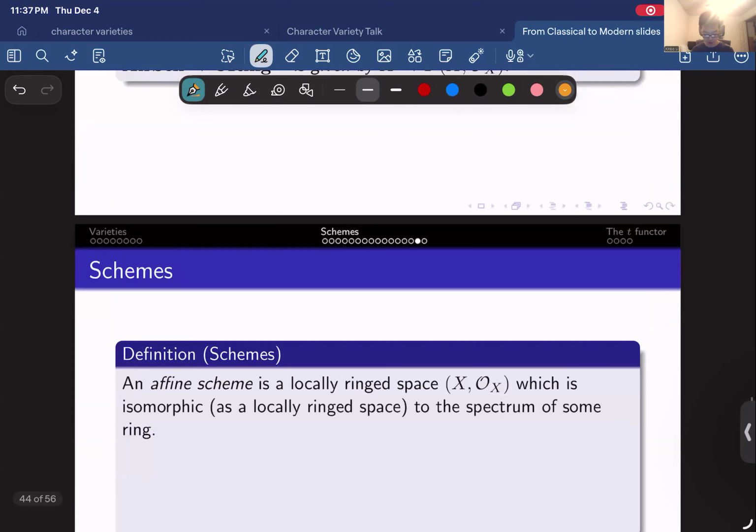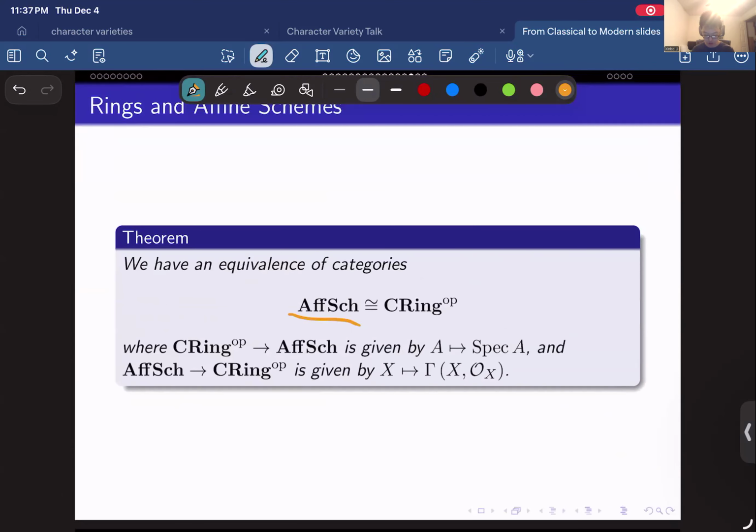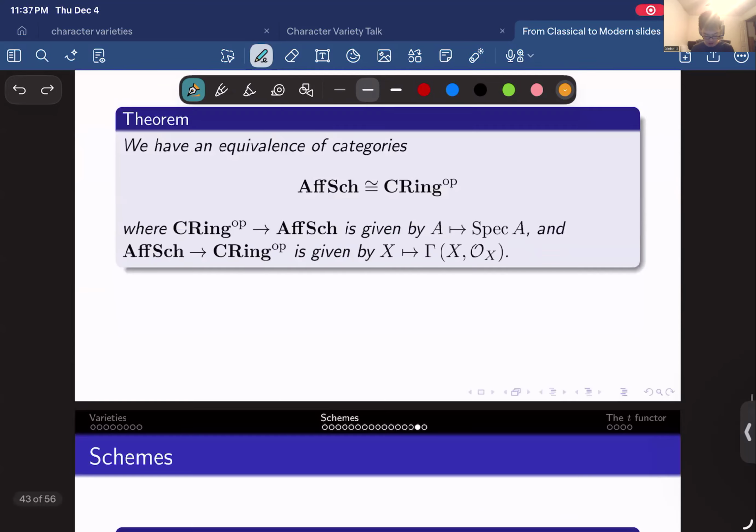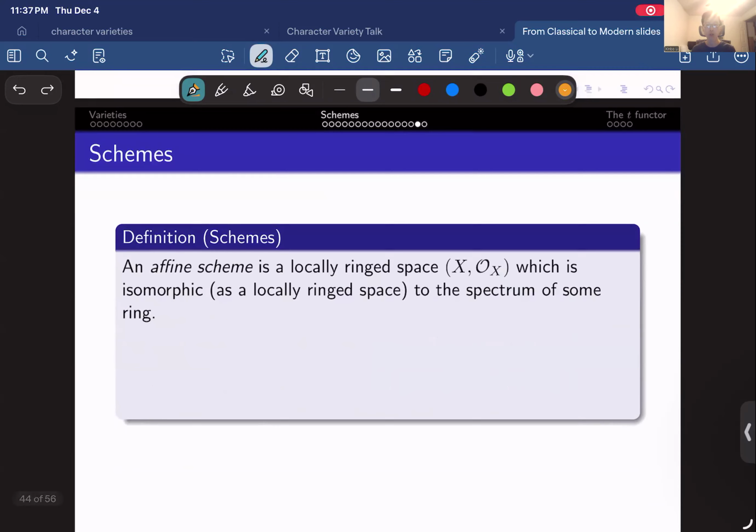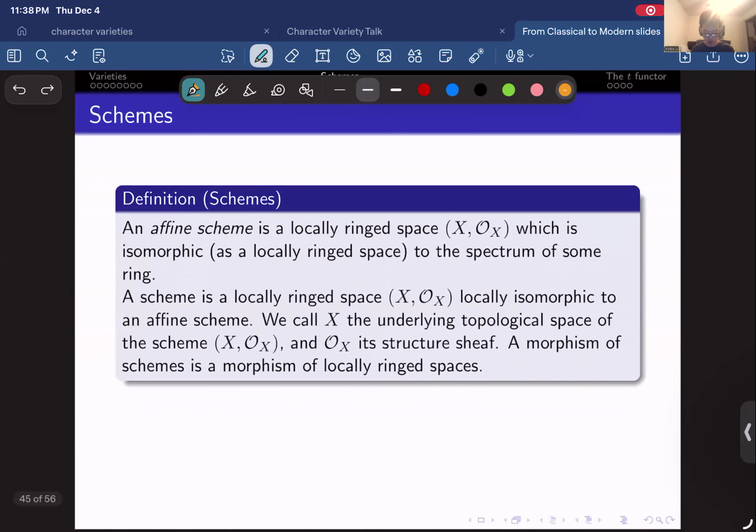And I haven't defined what an affine scheme is, so it's really kind of okay. So yeah, what is an affine scheme then? An affine scheme is just a locally ringed space (X, O_X) which is isomorphic, as a locally ringed space, to the spectrum of some ring. And a scheme is a locally ringed space locally isomorphic to an affine scheme.